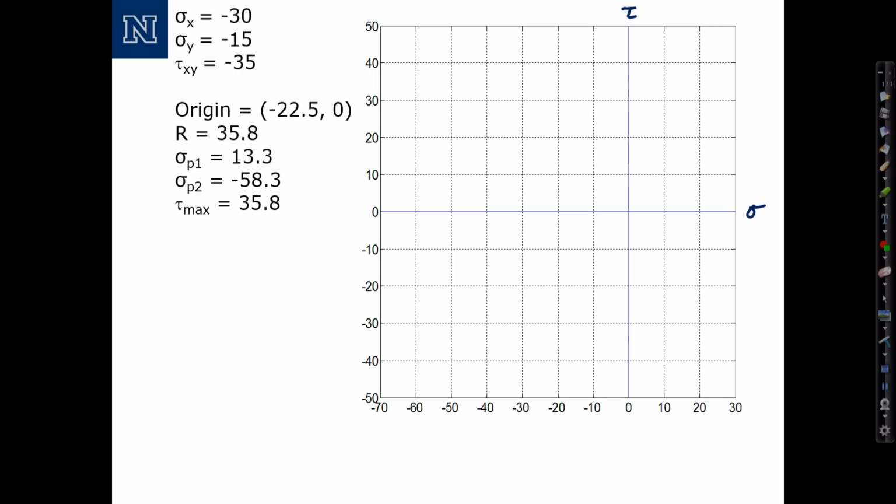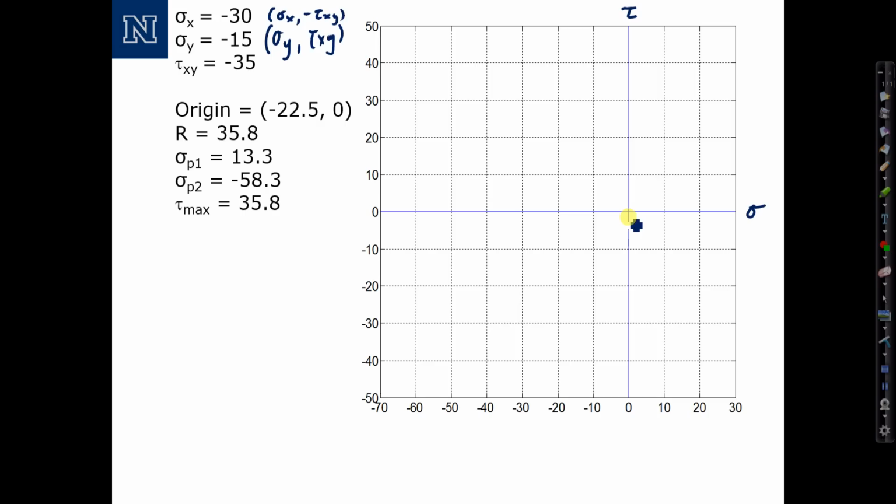Now I always want to start by plotting the existing stress state on my sigma tau axes, where I pair sigma x with negative tau xy, and I pair sigma y with positive tau xy. This is just a convention, and we use this convention so that the rotation angle on Mohr's circle is consistent with the direction of the rotation angle for our transformation.